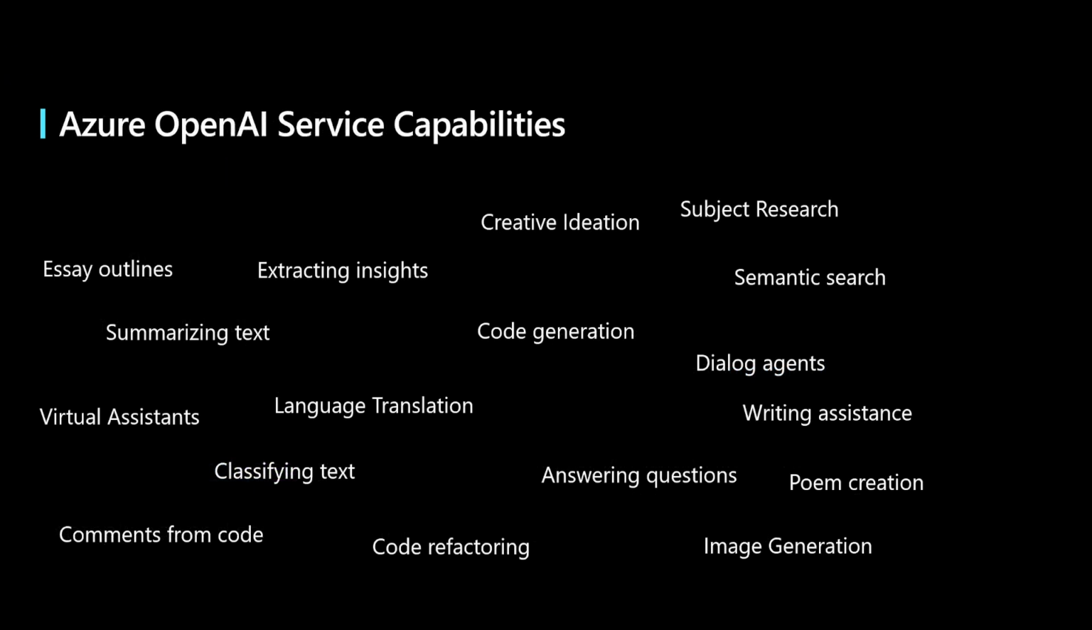And the applications with OpenAI models are limitless, from use cases ranging from summarizing text to acting as virtual agents or assistants using ChatGPT, to language translation, classification, code commenting, code refactoring, image generation. There's a variety of different use cases. And why don't we take a look at some of these examples by going through the Azure AI portal and trying out the models ourselves.